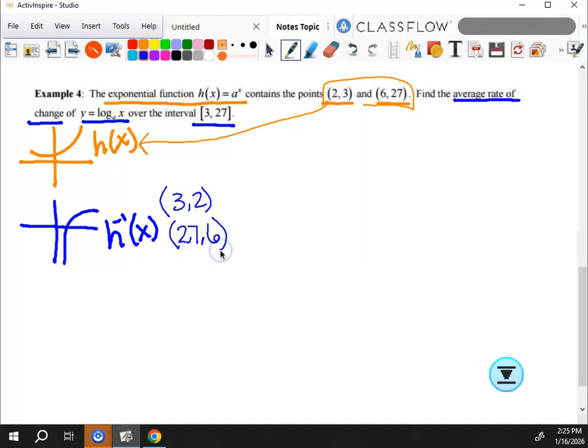Now, just to be clear, because there was some confusion about this, it's not that we're not finding the average rate of change of h because we can't, because it's exponential. It's because nobody asked us for it. We can find it, we just don't need to. These are the points I'm using to find the average rate of change on this interval right here. So I'm going to give you a minute. I want you to do that at your tables, and don't forget your function notation.